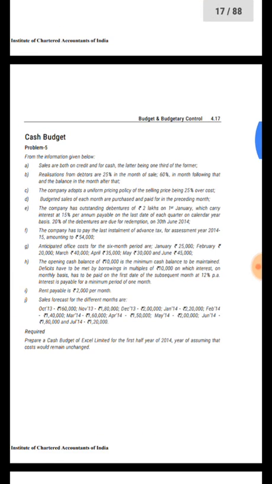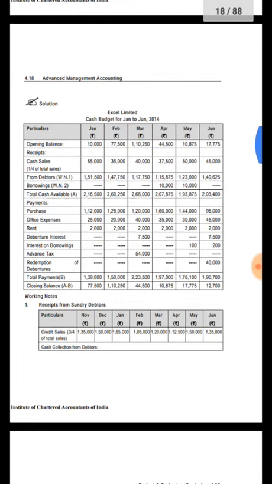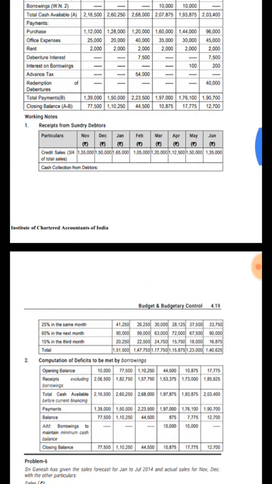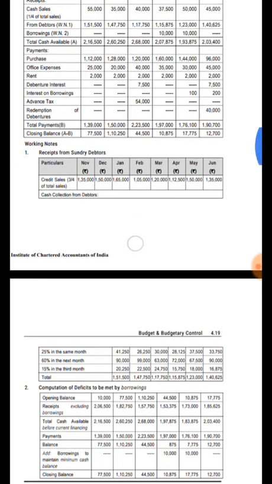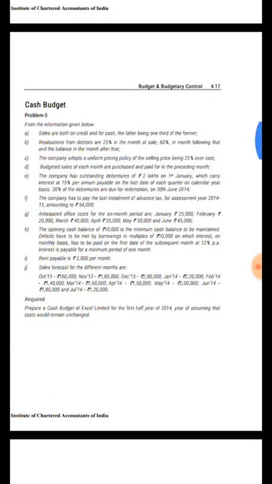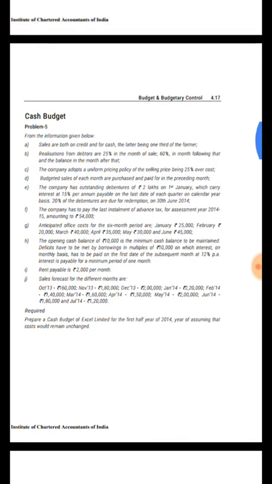So see, realization from debtors are 25% in the month of sale, 60% in the following month, and the balance in the month after that. So see, 25% in the same month, 60% in next month, 15% in third month. This credit sale they have taken from November onwards. Why have we taken from November onwards?